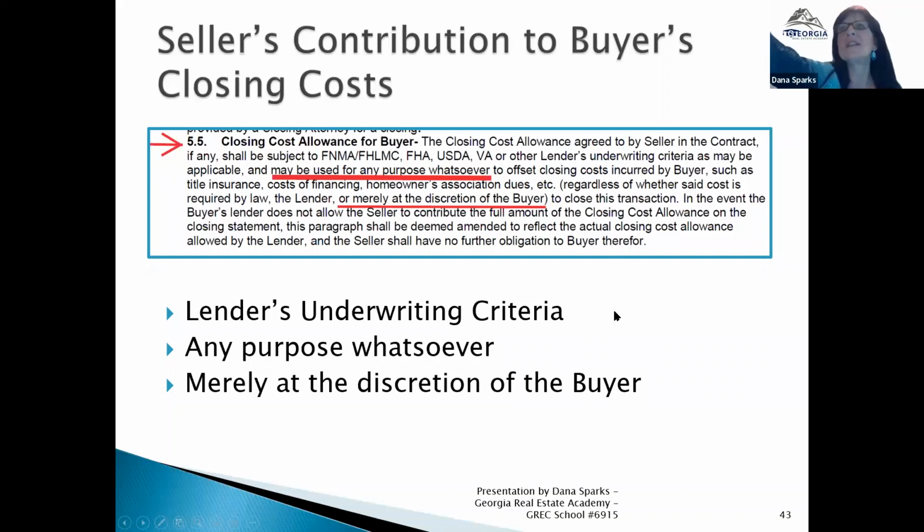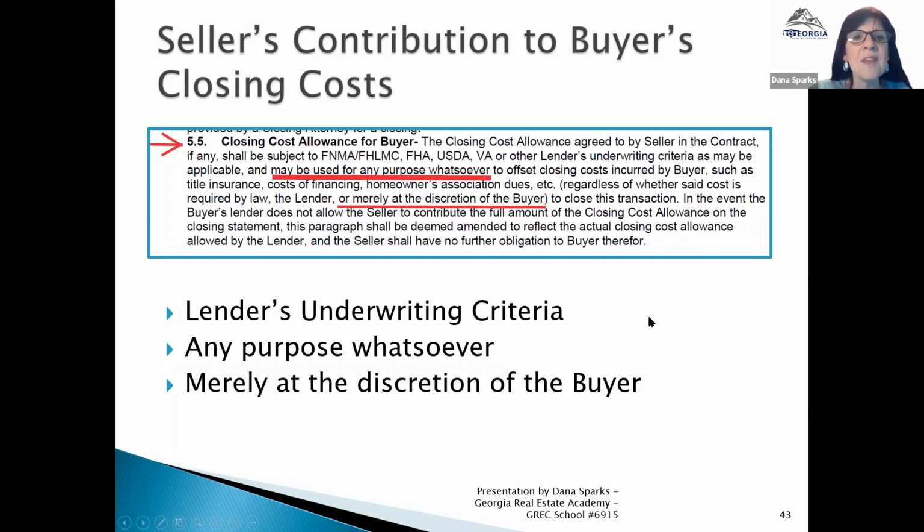Now, when a seller does make a contribution to a buyer's closing costs, this is another kind of big difference in the GAR and the RE forms contract. In the RE forms contract, whatever dollar amount a seller agrees on the contract to contribute to a buyer, the buyer gets the full use of all of that money. It says closing cost allowance can be used subject to underwriting criteria. The lender uses it, in other words, first for prepaids, escrows, and closing costs. But if there's money left over, the buyer can use it for any purpose whatsoever to offset any costs incurred, merely at the discretion of the buyer.